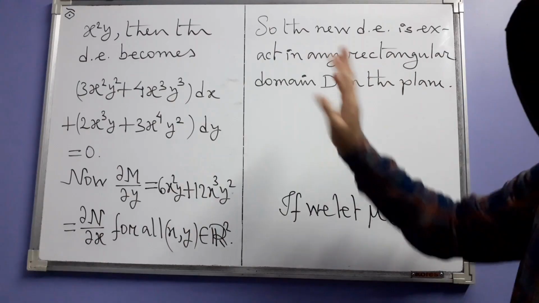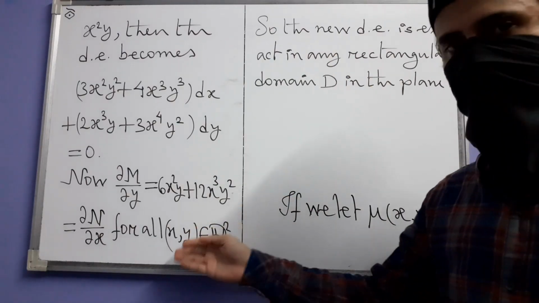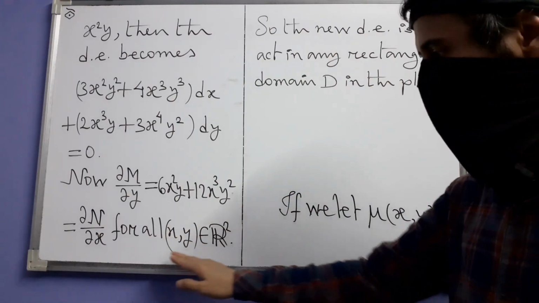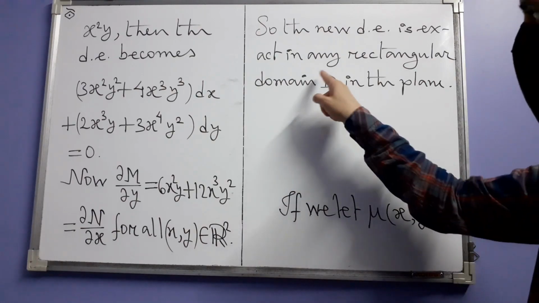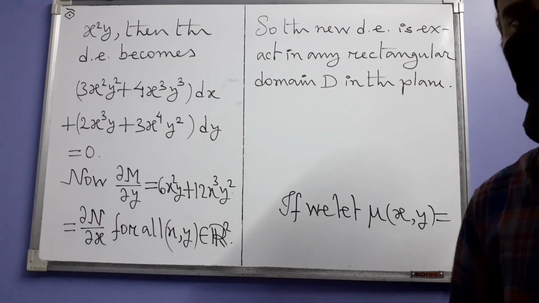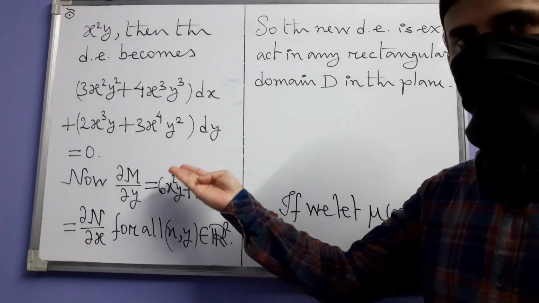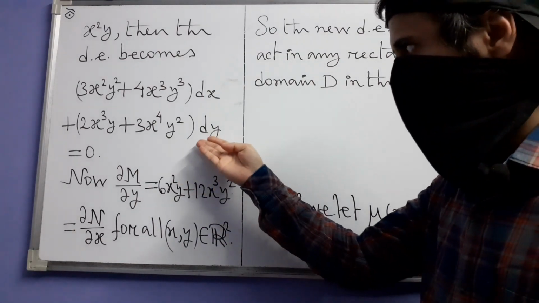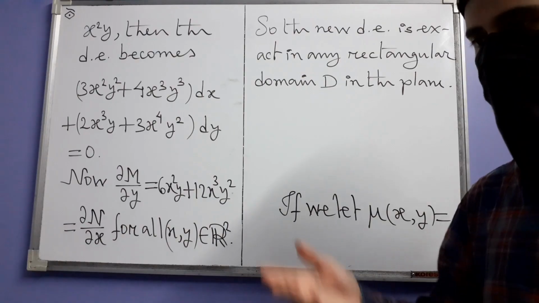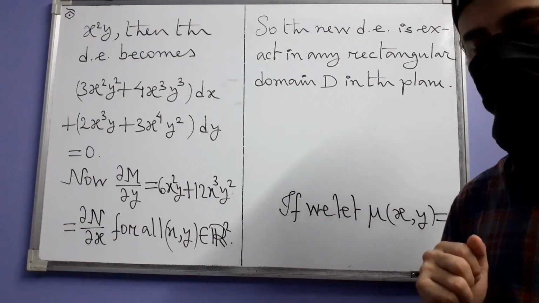So the new differential equation is exact because of this condition being true everywhere in the plane, in any rectangular domain D in the plane. And that is why you can apply either the standard method or the method of grouping to solve this equation. So then you will get a one parameter family of solutions.